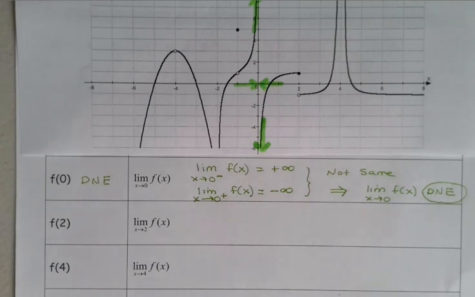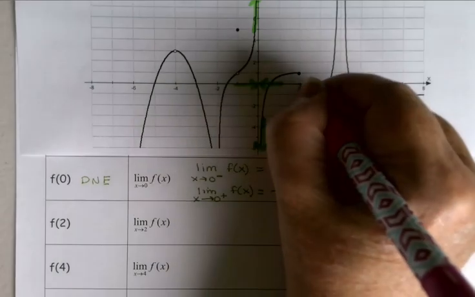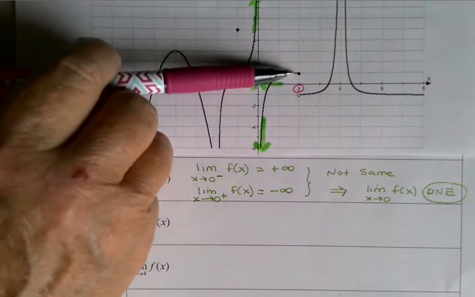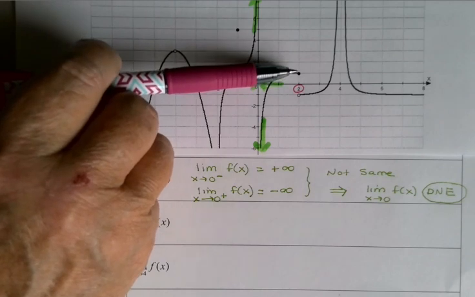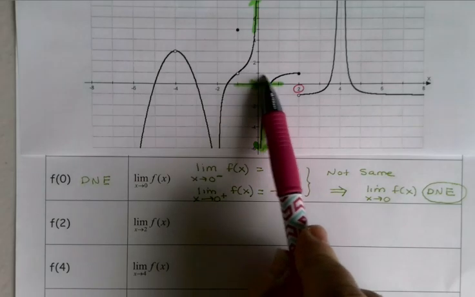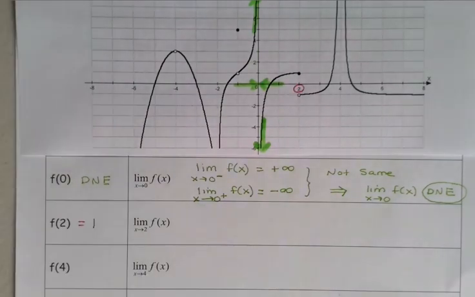All right, let's take a look at what's going on at 2. When x is 2, right here, it looks like I do have a y value. There's a solid dot right there. So that's the point on the graph that corresponds to x equals 2, and it has a y value of 1. So f of 2 is equal to 1.